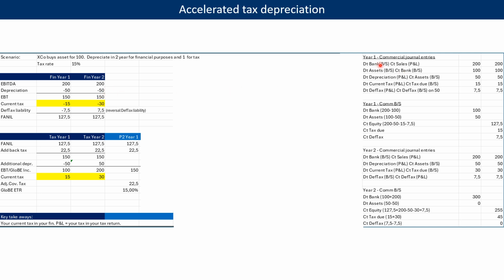Debit bank, credit sales for 200. We're in year 2. And then debit depreciation, P&L, and credit assets, 50. And current tax, we need to go to our tax return for year 2.